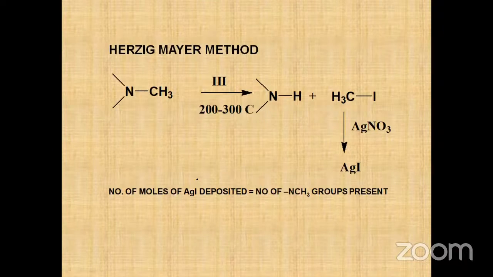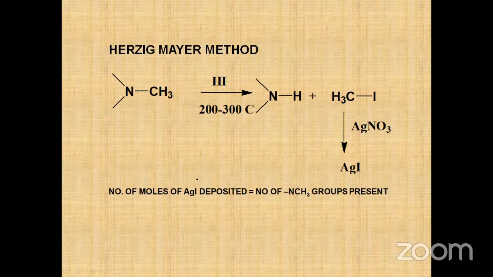Next, the Herzig-Meyer method. This Herzig-Meyer method estimates how many N-CH3 groups are present in the natural product. This reaction is very similar to the Diels method, I think.